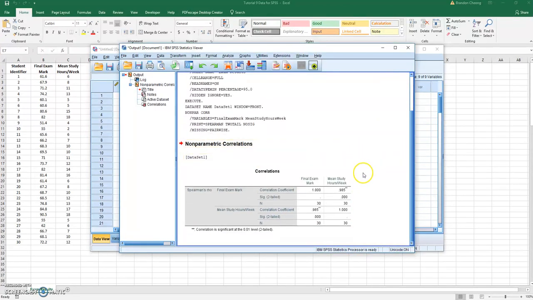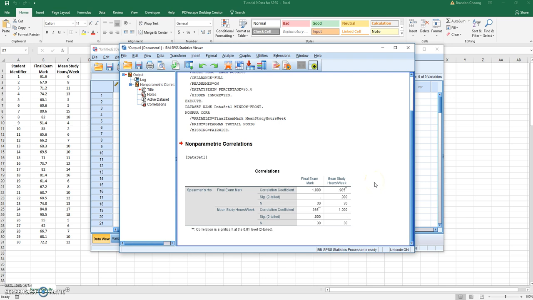this gives us our correlation coefficient, which is 0.985. So that is our test statistic, Spearman's rho. It also gives us the sample size, which is 30. And it also gives us the p-value, which is 0.00. And again, that doesn't mean it's a value of 0. We have a p-value of 0, but it means that we have a very small p-value. And so it's a lot smaller than an alpha level of 0.05.